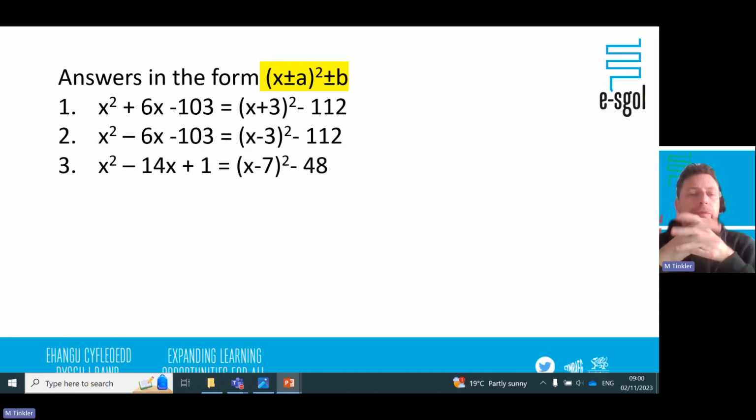There's the third answer. Where did I get that from? Half of 14 is 7. Half of negative 14 is negative 7. Negative 7 squared is 49. So I take away 49 to counteract it, but take away negative 49 plus 1 is negative 48.